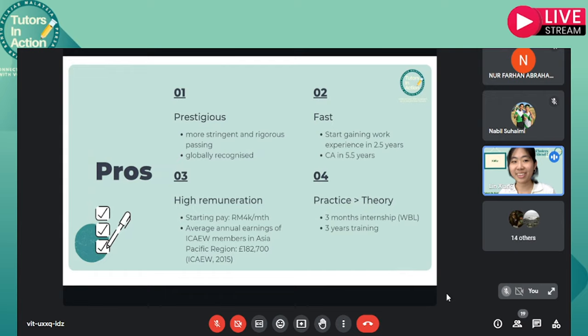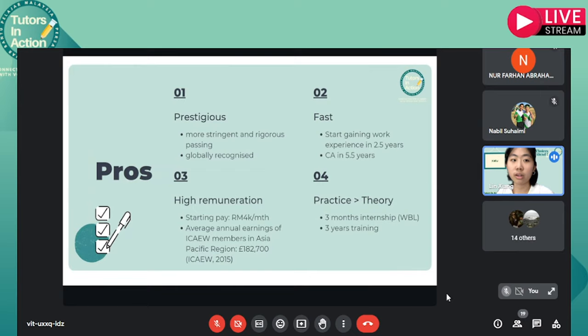One of the differences is that ICAW only allows you to have 4 tries per paper, while ACCA has unlimited tries. It means you can fail a paper 4 times, and then you will be out of the course regardless of how many papers you have completed prior to that failed paper. Another point is that ICAW has a passing mark of 55, while ACCA has a passing mark of 50. And that's what makes it more stringent and rigorous, I would say, right?